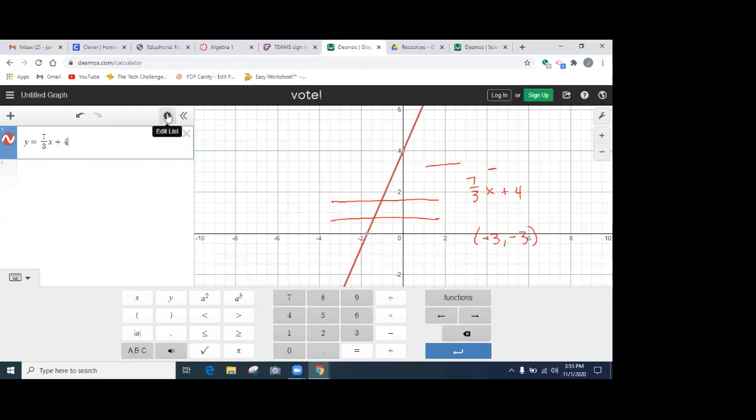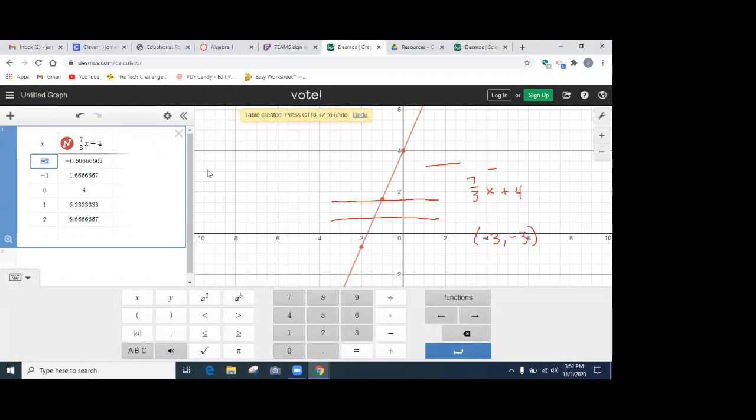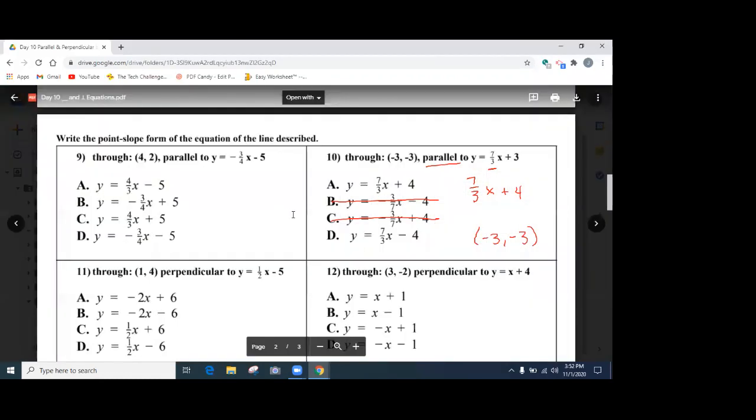So, all right, so we're going to go to settings, table, and we're looking for -3, -3. And we got it. So we typed in +4. I forget that it's over here. So +4 would have been A. All right.